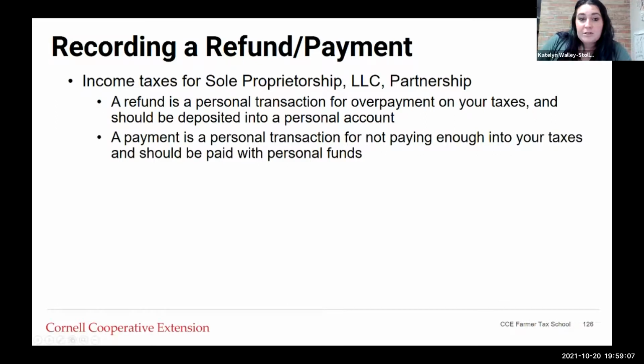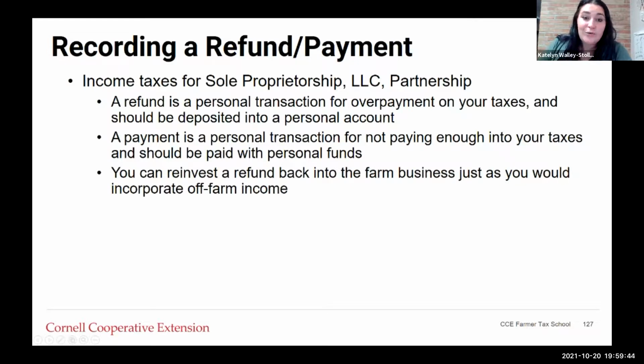Now, if you end up having to pay into your taxes because the farm did really well, we're going to show a big profit on our Schedule F. It's going to help us with our borrowing capacity in the future. If you are in a situation where you have to pay into your taxes, again, as a sole proprietorship filing a Schedule F, that's a personal transaction. So the farm does not pay that income tax liability. You as a person pay that income tax liability, and it should come out of your personal funds.